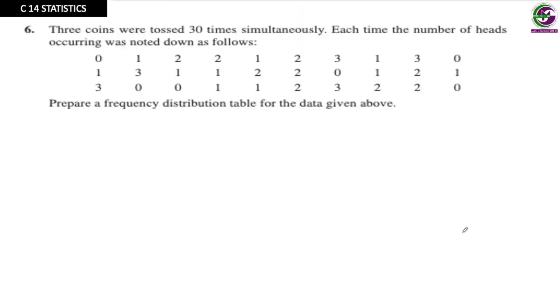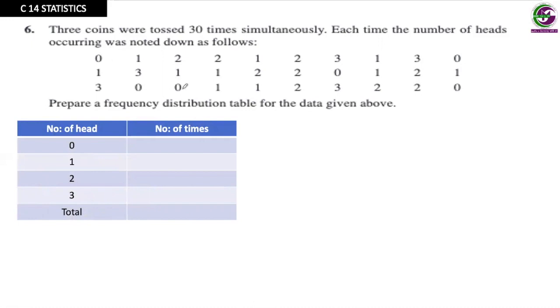Let's see the next question. 3 coins were tossed 30 times simultaneously. Each time the number of heads occurring was noted down as follows. Prepare a frequency distribution table for the data above. So we just have to make the table of value 0, 1, 2, 3.